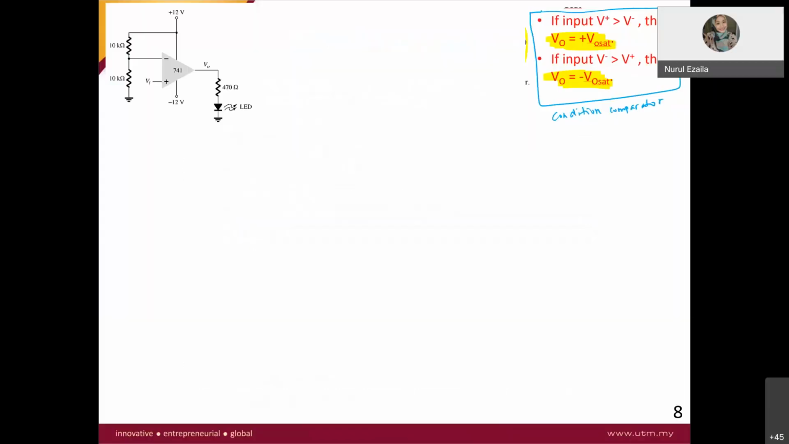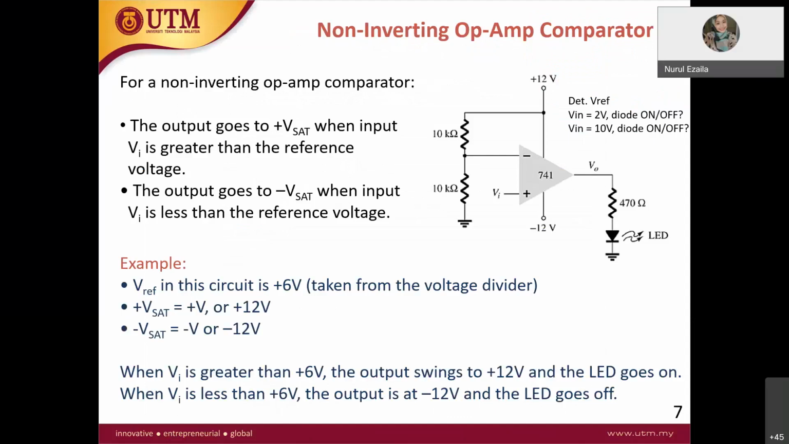So I copied that. This is a question. The question gives the circuit like that, where you have this circuit. So this is your comparator.